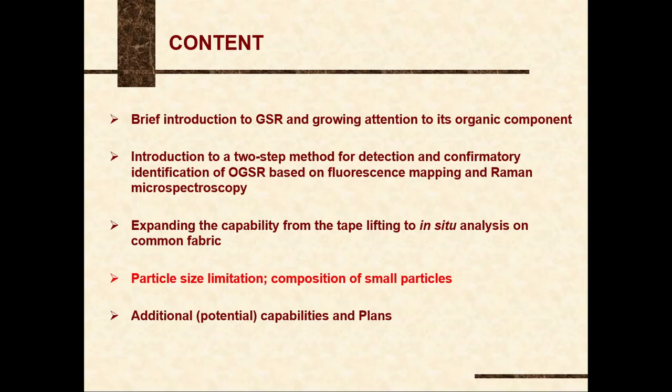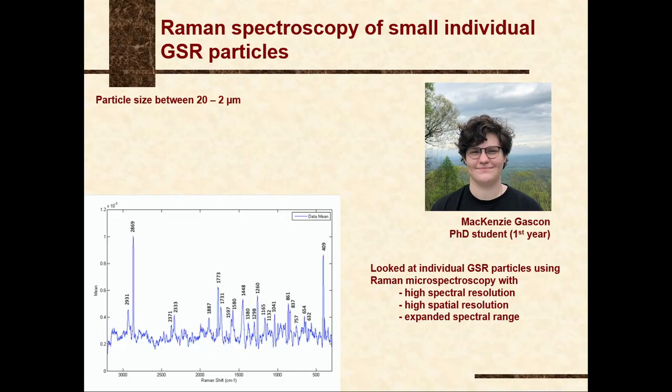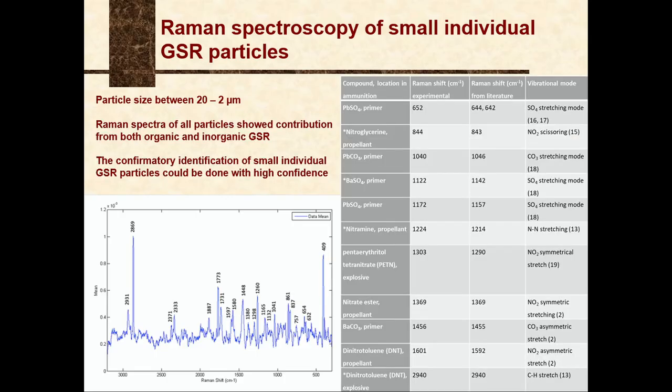So we decided to look at smaller particles most recently, and it was done by my new student, Mackenzie Gascon. And she looked at particles sized between 20 and 2 micron. And what she found is, first of all, she still gets a very detailed, high-quality Raman spectrum from each particle. And what was interesting is that all particles she investigated in this size range have contribution both from organic and inorganic components of gunshot residue.